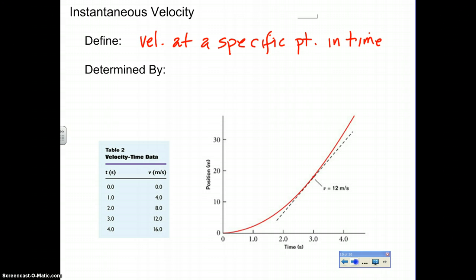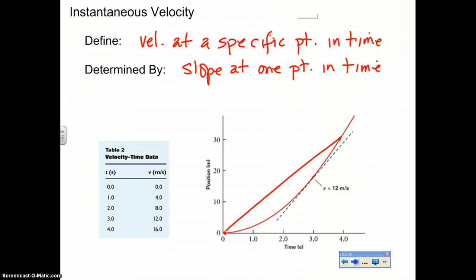So here you can see it's determined by the slope at one point in time. So although I may start at 0 and end at 30, and the average velocity may be one thing, at this specific moment, you can see that my speed is a little faster. So my instantaneous velocity is my velocity at a very specific time. At 3 seconds, I was going 12 meters per second, although I'm quite certain my average velocity during that time was something else.